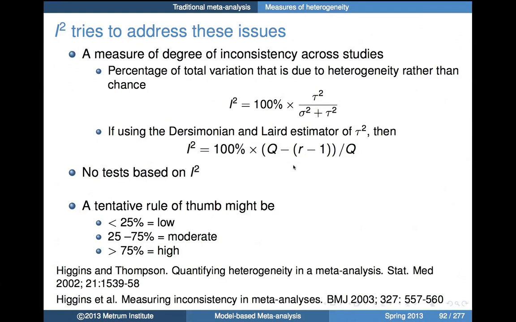In their paper in the British Medical Journal, Higgins and Thompson propose a rule of thumb in terms of interpreting I squared, where values that are less than 25% are an indication of low heterogeneity or low between study variability, values of over 75% correspond to high between study variability, and values in between are a moderate amount of between study variability. But that's kind of the best that you get in terms of any kind of rules of thumb for how to interpret I squared.